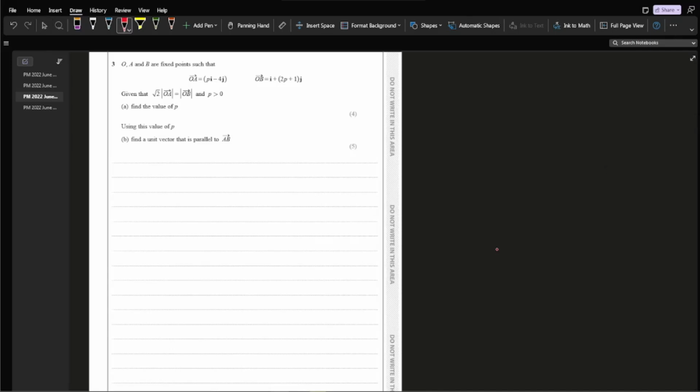Okay, let's look at the third question. It says O, A, and B are fixed points such that OA is equal to this, OB is equal to this, where i, j are actually unit vectors. What is a unit vector? A unit vector is a vector that has a magnitude of 1.